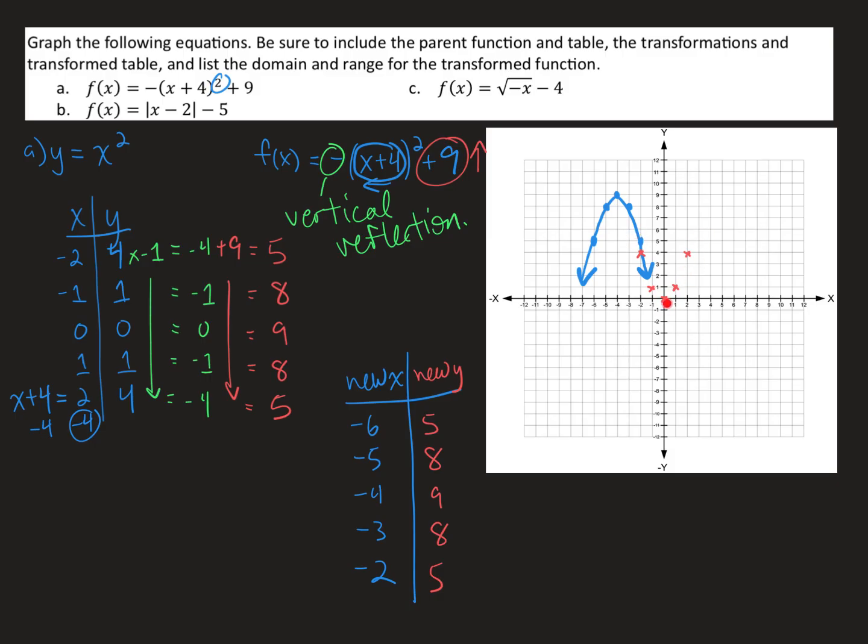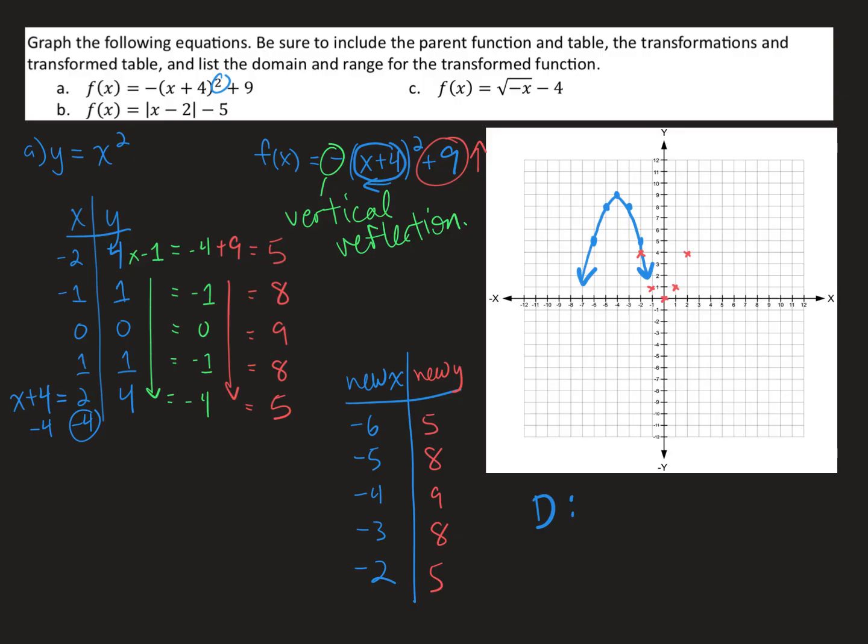And a reflection vertically means instead of being U-shaped, it's going to be upside down U-shaped, so that makes sense. And then it shifted 4 to the left and 9 up. So yeah, this blue graph is where it finally sits. So we have the transformations listed out here. We've got the parent function and table. That's the parent function and table here. We've got the transformed table over here. Oh, domain and range for the transformed function. Let's not forget that. That's important.